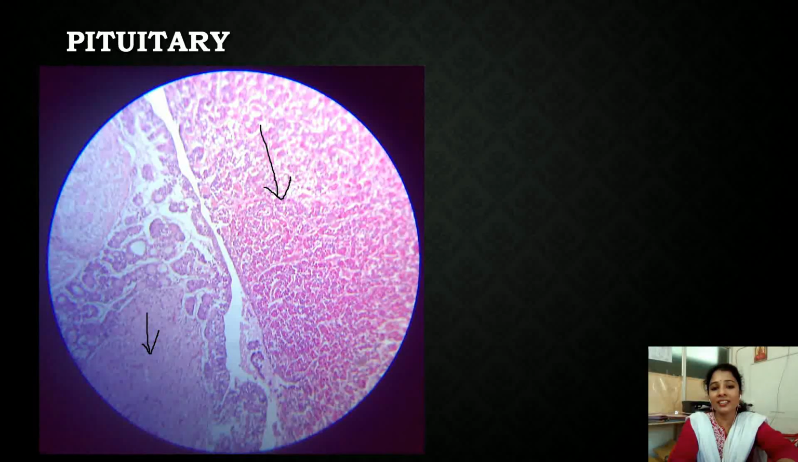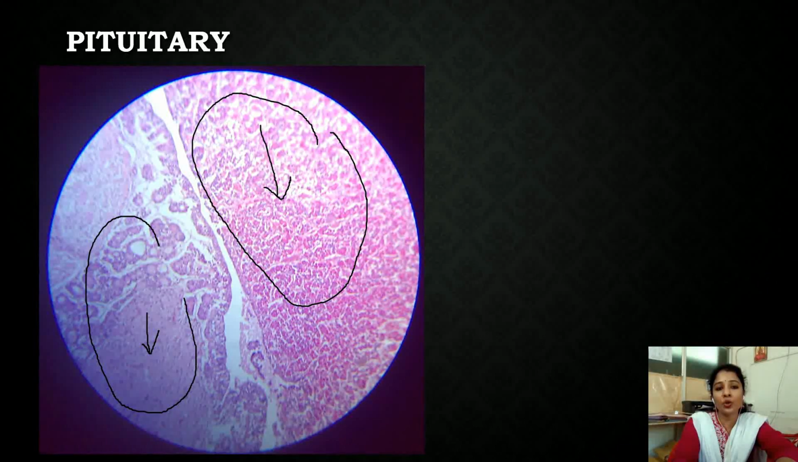The brightly stained area is called adenohypophysis. So this is adenohypophysis, and the palely stained area here is called neurohypophysis. And the intermediate zone is the pars intermedia, which is present between the anterior and posterior pituitary. Adenohypophysis forms the anterior pituitary, and neurohypophysis forms the posterior pituitary.